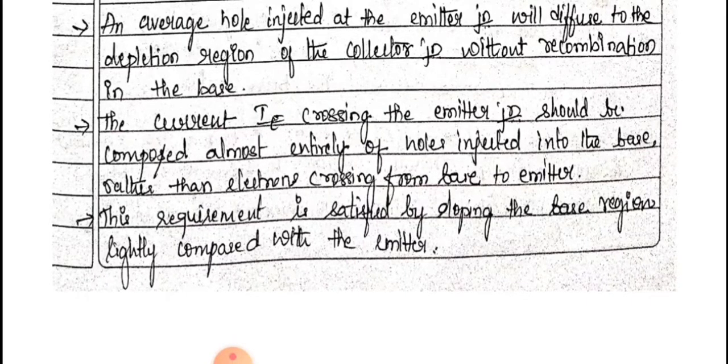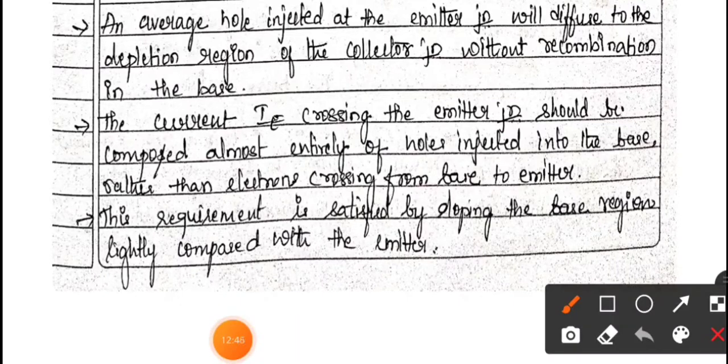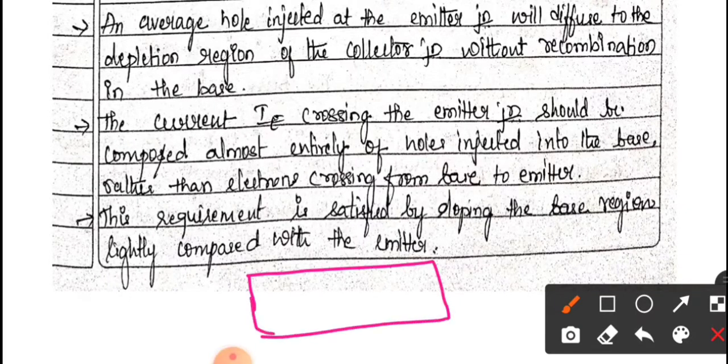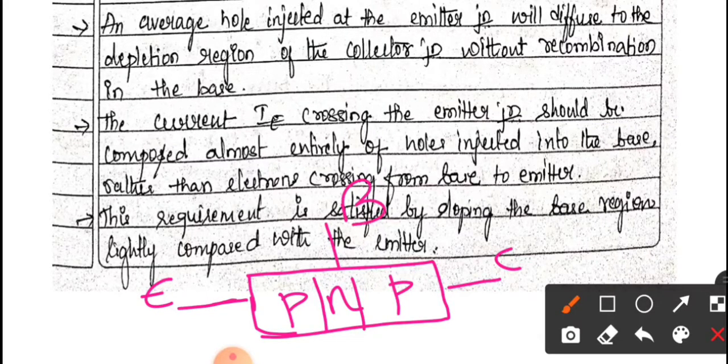The current IE crossing the emitter junction should be composed almost entirely of holes injected into the base rather than electrons crossing from base to emitter. If you consider the PNP structure, this is a P region, a thin N region and a P region: emitter, base and collector. The holes in the P region should move towards the base region and should reach the collector without much recombination.